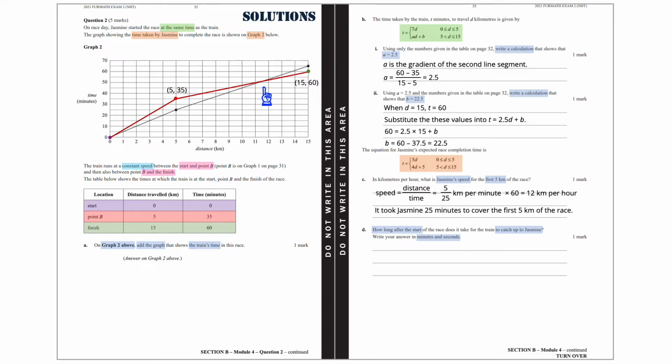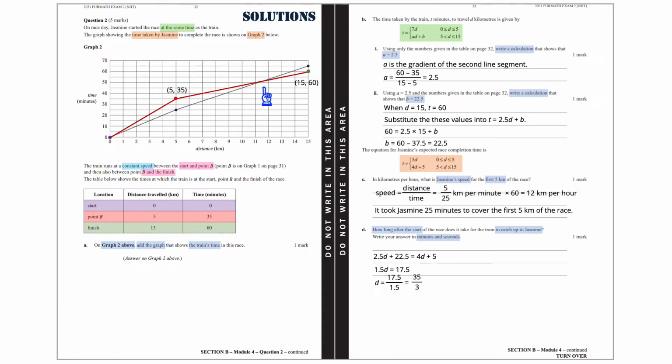The train catches up to Jasmine at the point of intersection of the last two segments of both graphs. Therefore, we can write that 2.5d plus 22.5 equals 4d plus 5. We solve this equation for d, and that gives us 35/3. We need to calculate the time, therefore we are going to substitute this value into one of the equations.